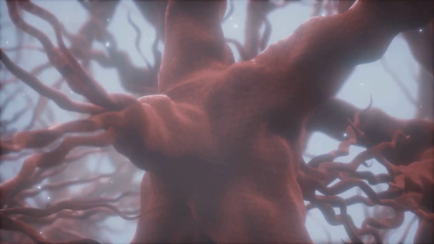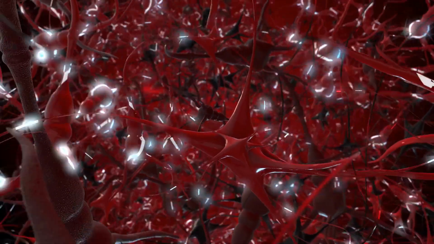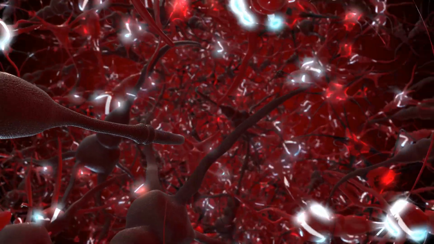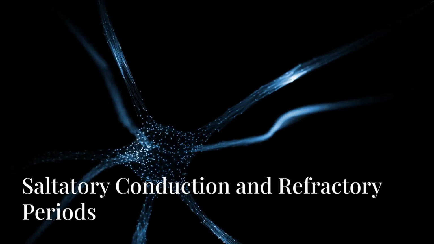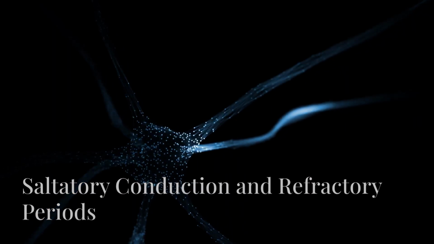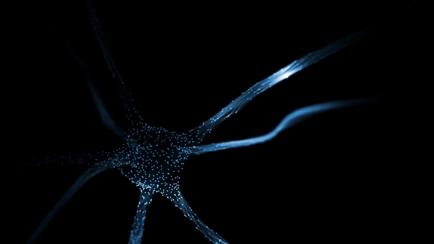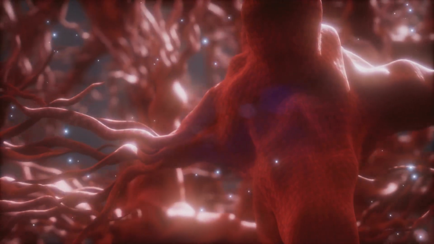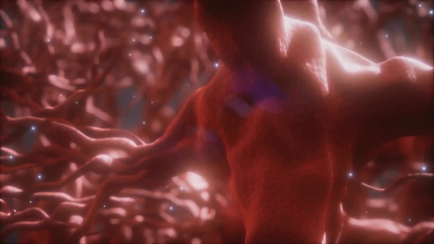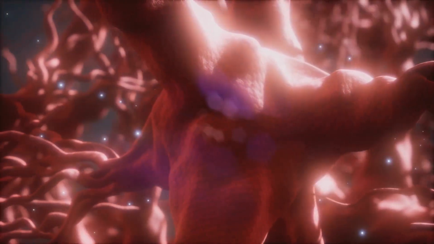Now, let's talk about the importance of the myelin sheath. Its main function is to insulate axons, which in turn increases the speed of nerve impulse conduction. Next up is saltatory conduction. This refers to the jumping of action potentials between nodes of Ranvier in myelinated axons, which really speeds up signal transmission.